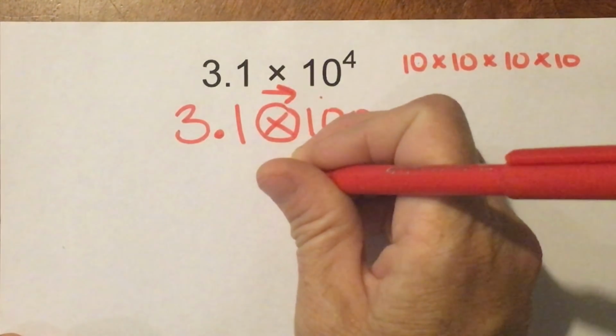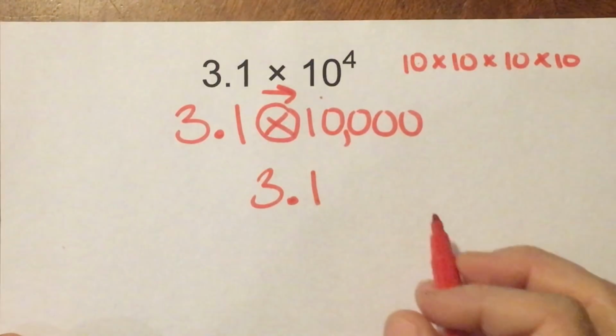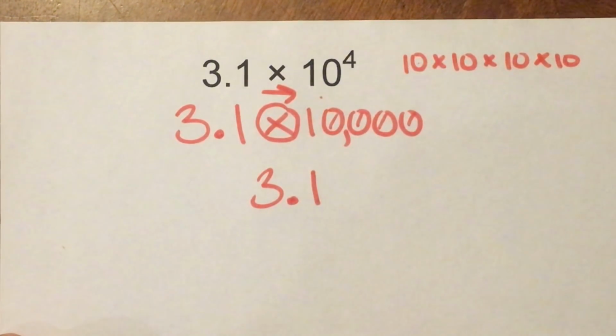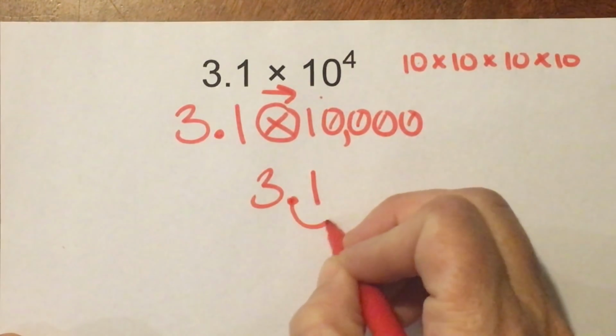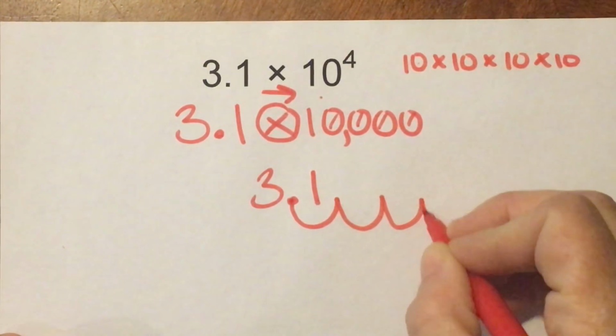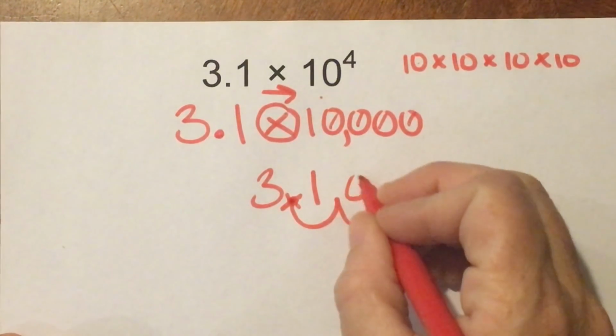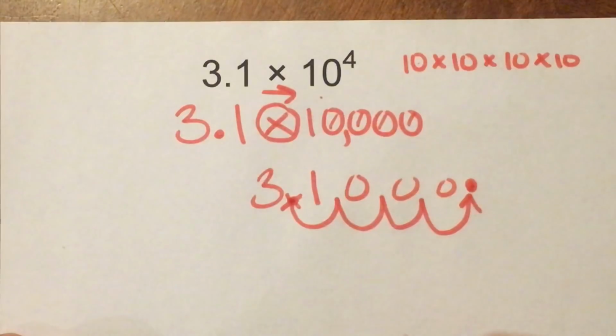And then I'm going to move it. Well, I don't have room here to move it, so I might rewrite it. Okay, I need to move it 1, 2, 3, 4 decimal spots to the right. So ready? 1, 2, 3, 4 to the right. And then I'm going to fill in those empty spots with zeros.